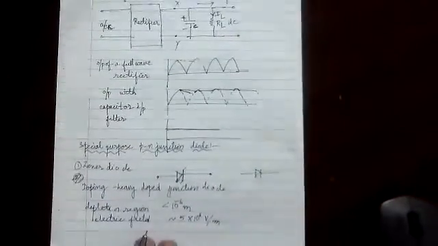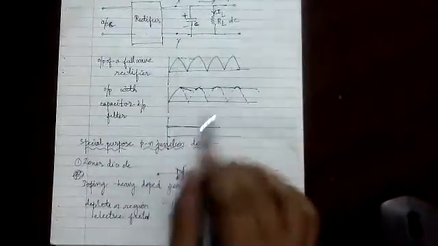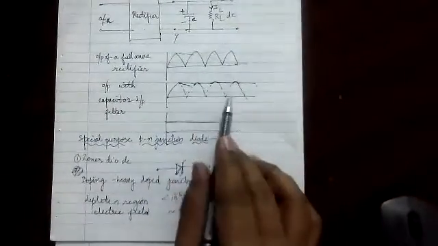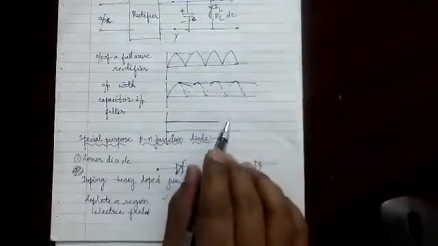Now, special purpose PN junction diode. Is it clear? This is almost a straight line. So that is how you can connect it to the circuits. Clear?